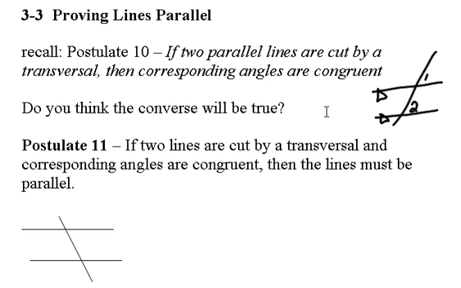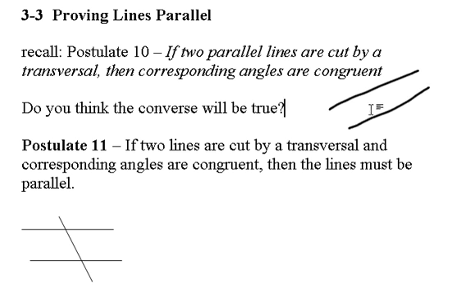Now things change because we're going to talk about whether the converse will be true. So now we're asking, if we have two lines and we don't know if they're parallel, does having two congruent angles in these positions give us enough information to say that these lines are parallel? And the answer here is actually yes. This is postulate 11, which says if two lines are cut by a transversal and corresponding angles are congruent, then the lines must be parallel.